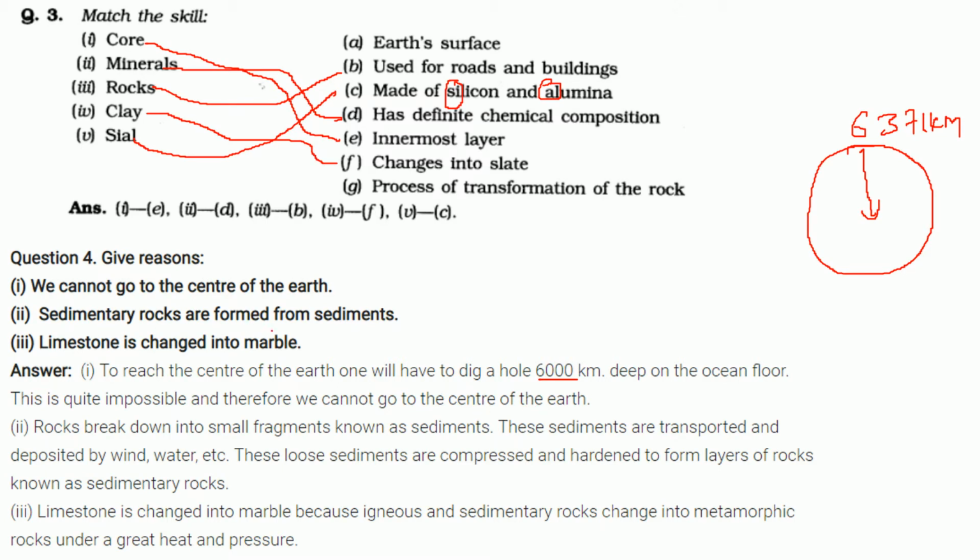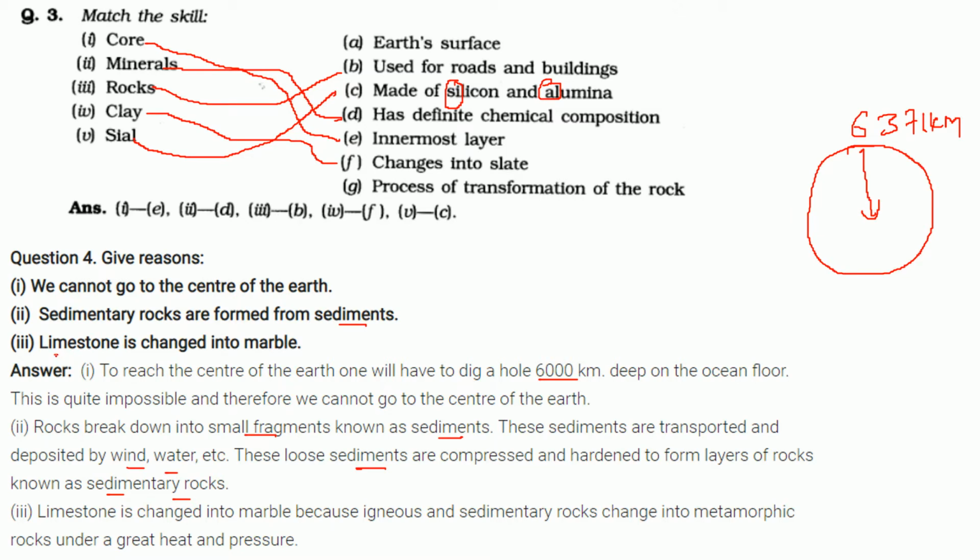Sedimentary rocks are formed from sediments. Rocks break down into smaller fragments which are known as sediments. These sediments are transported and deposited by wind and water, and these loose sediments are compressed and hardened to form layers of rocks. These are known as sedimentary rocks.